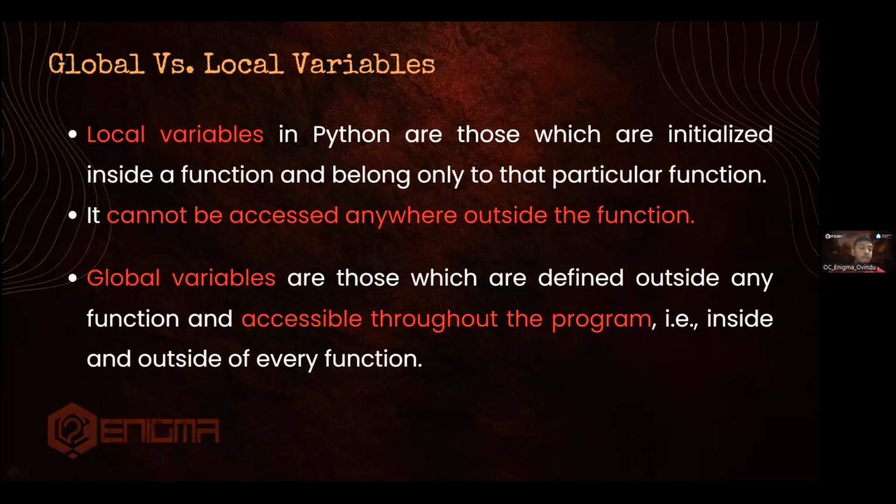Well, on the other hand, global variables encompass all these functions. So global variables are those defined outside a function and are accessible throughout the program. So if you define a global variable outside your function in your main program, you can use them anywhere inside the program, even inside the functions. So this is something that is very important to note.